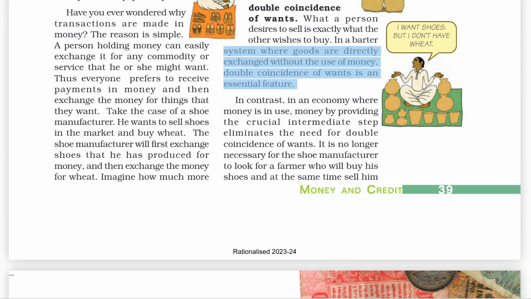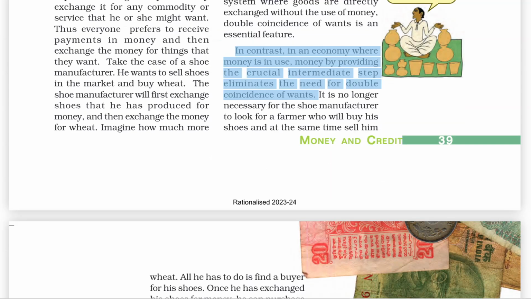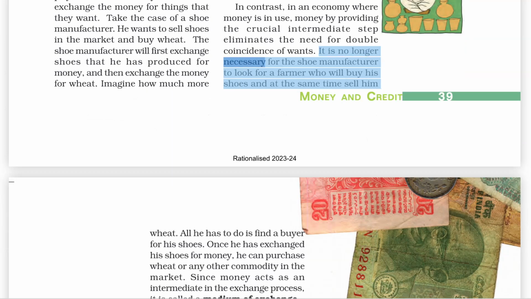In a barter system, where goods are directly exchanged without the use of money, double coincidence of wants is an essential feature. In contrast, in an economy where money is in use, money, by providing the crucial intermediate step, eliminates the need for double coincidence of wants. It is no longer necessary for the shoe manufacturer to look for a farmer who will buy his shoes and at the same time sell him wheat.